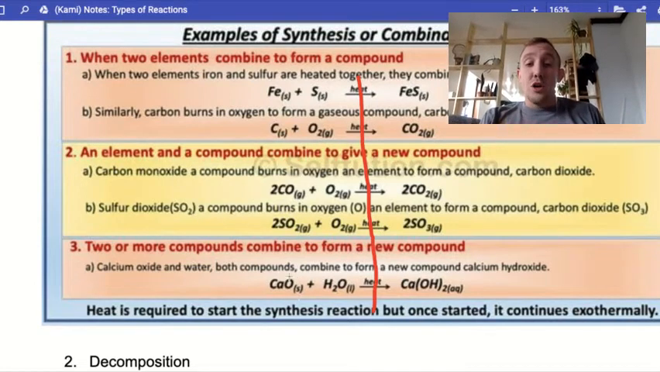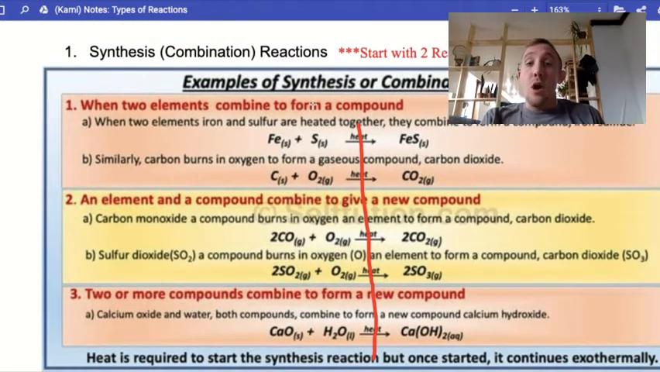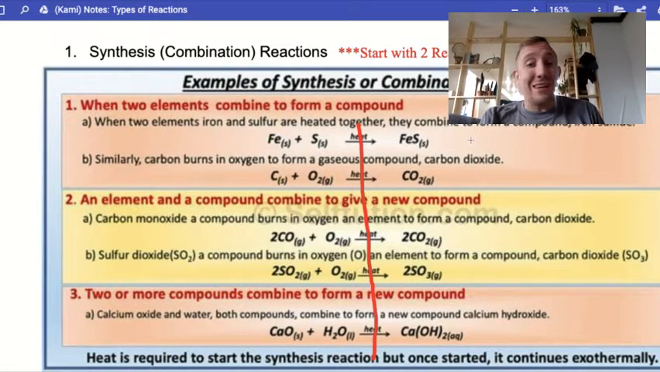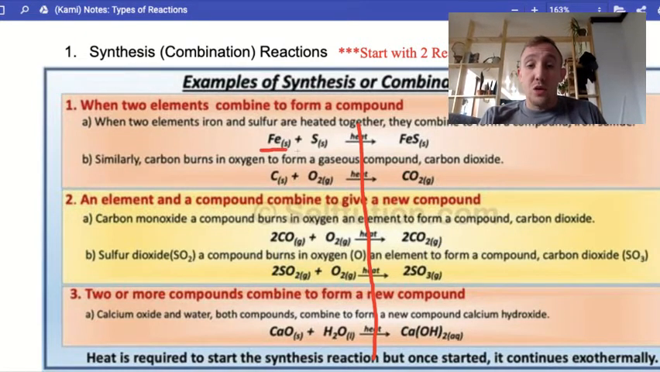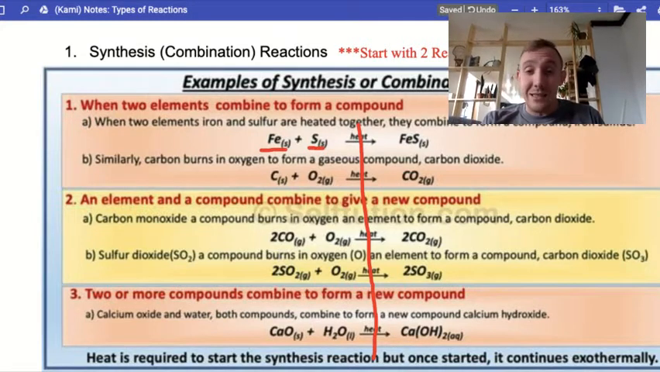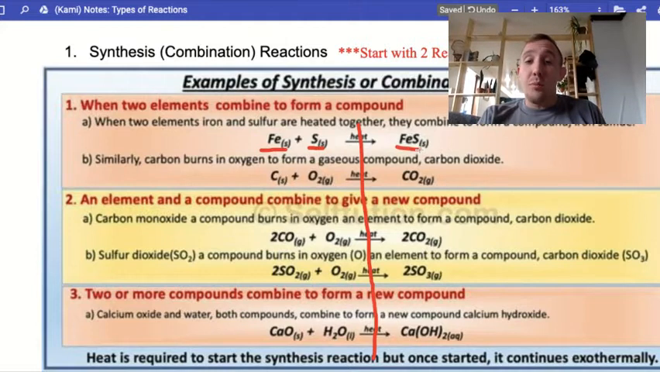So you have two reactants here, and they're separated by a plus. Now, notice at the end, there is only one product. There is no plus anything. It's just one thing. And so this is how you know it's a synthesis reaction. You start with two reactants, and then you end with one product.